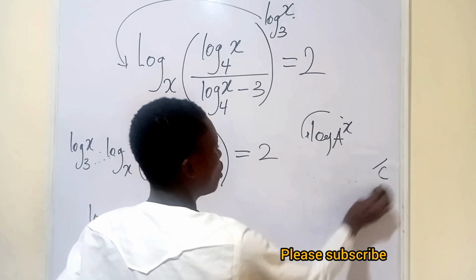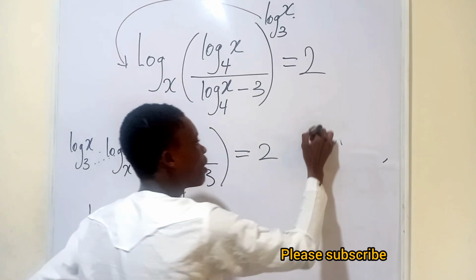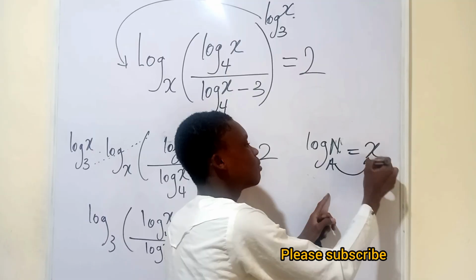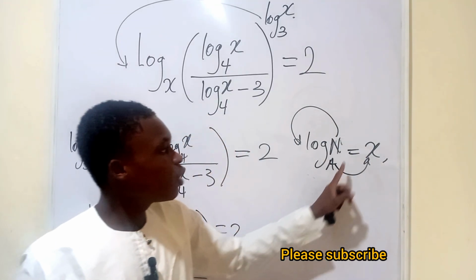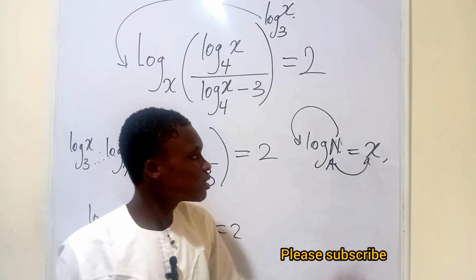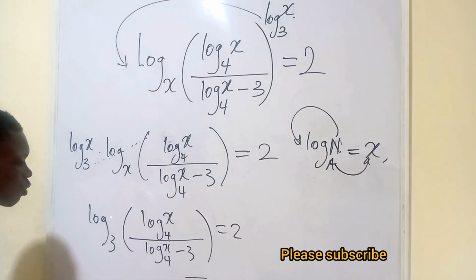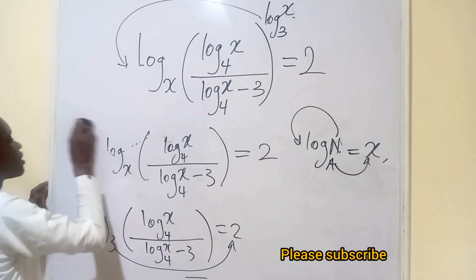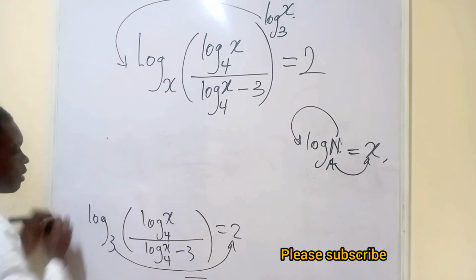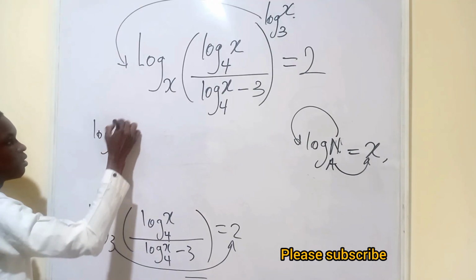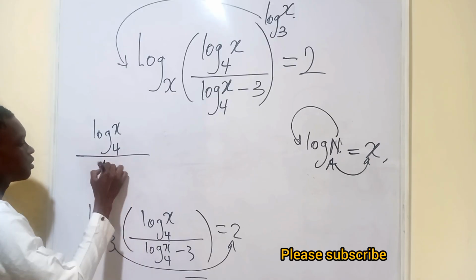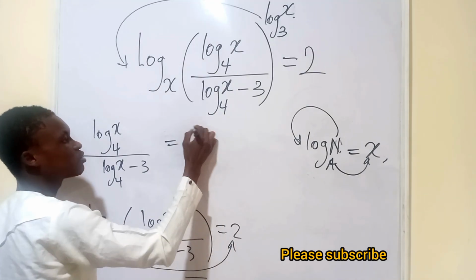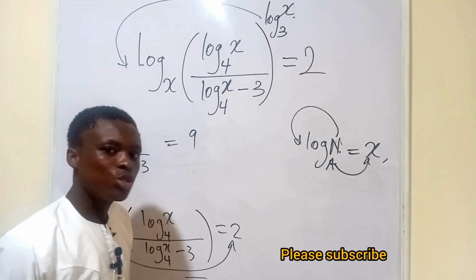So what next? From here we are going to obey the law of logarithm that says the log of a number n to a certain base a is the power to which the base must be raised to obtain that number. So clearly this one is coming over here and this one is coming backward. If we work on this, we'll have log x base 4 all over log x base 4 minus 3 equals 3 to power 2. And we know 3 to power 2 gives us 9.